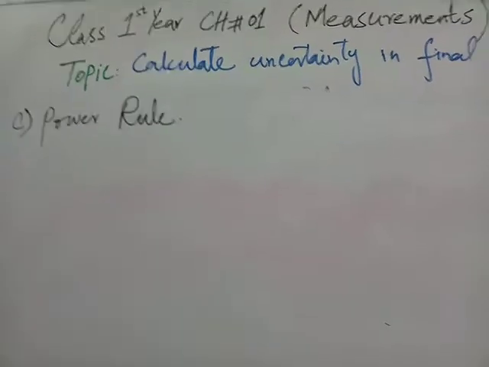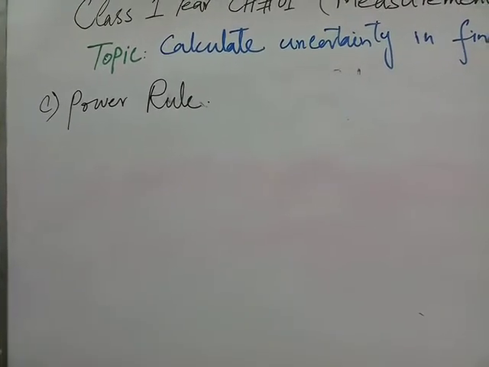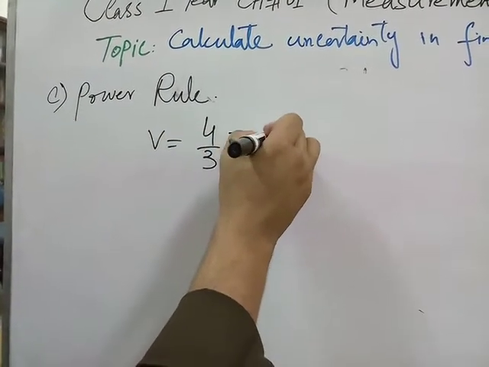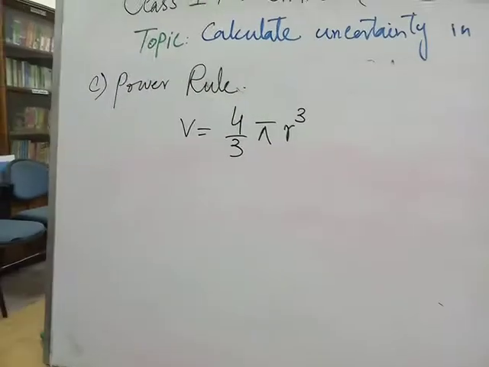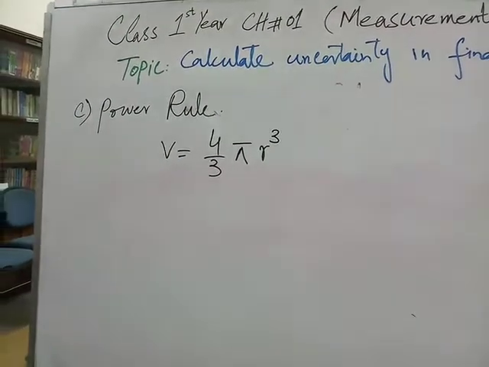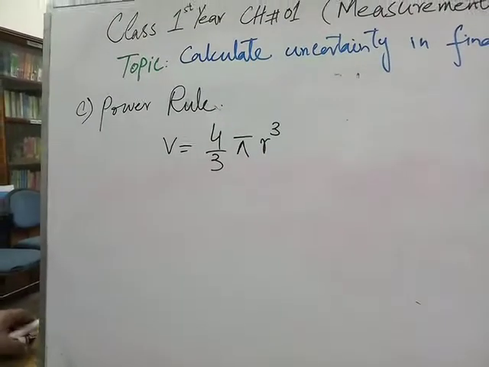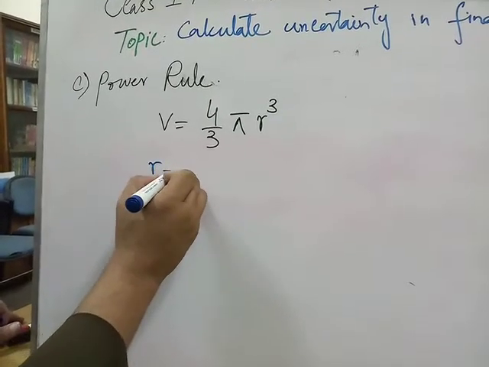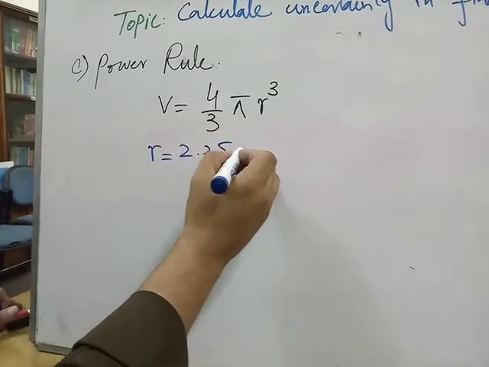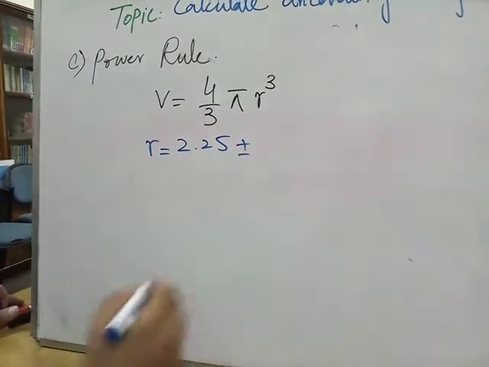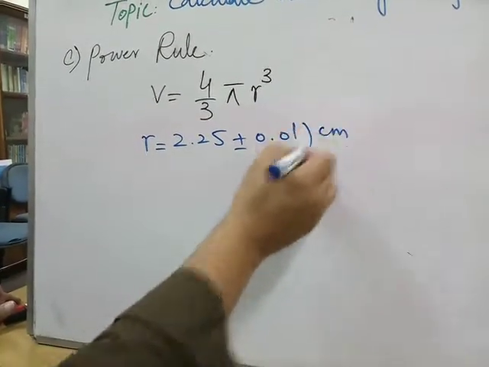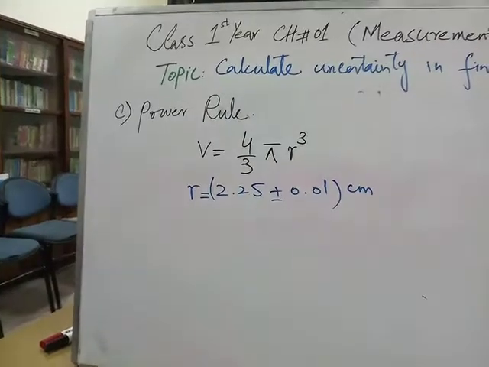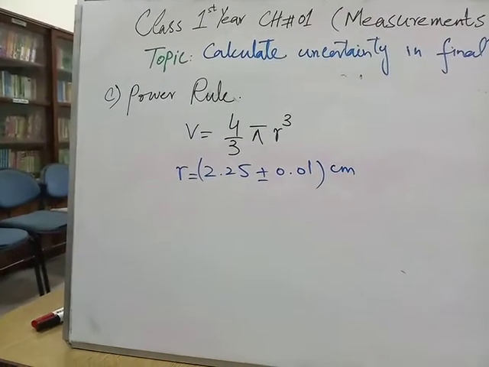I have the volume of a sphere; you know that V is equal to 4 by 3 pi r cube. This is the formula, and the question is to find the volume of a sphere if we have the value of R, which is equal to 2.25 plus minus 0.01 centimeter.